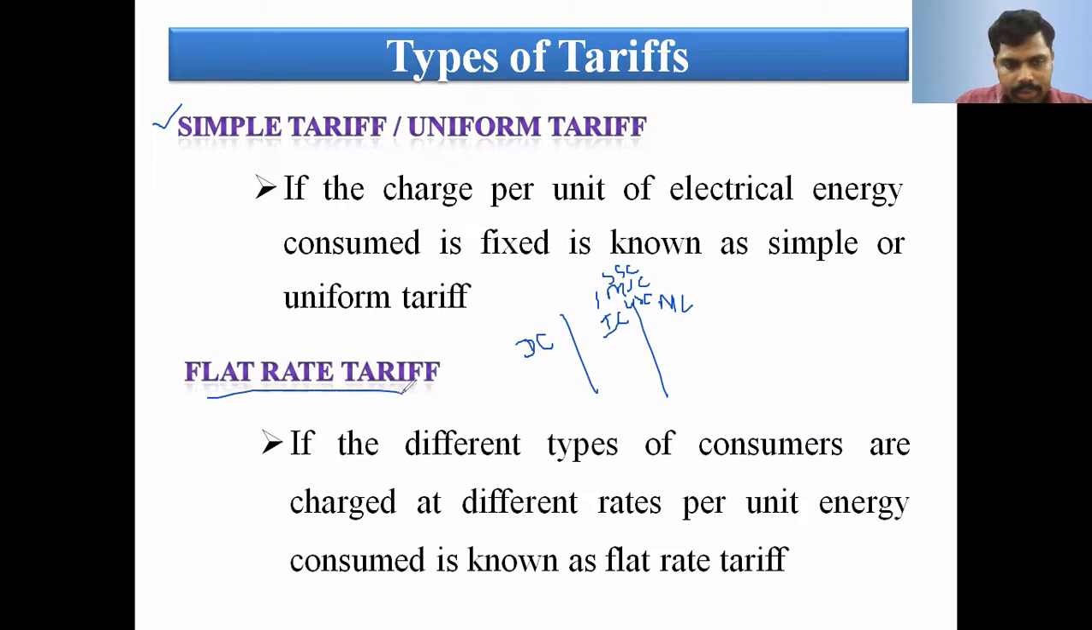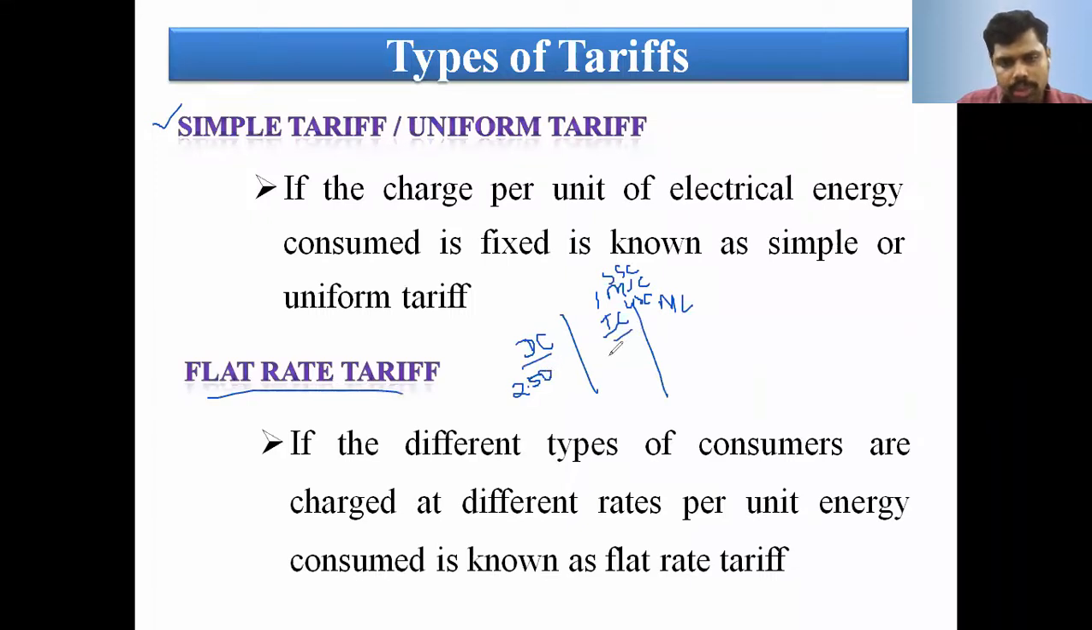In flat rate tariff, they are split into different types of consumers. They are fixed for different costs. Suppose a domestic consumer, they are charged 2 rupees 50 paise.